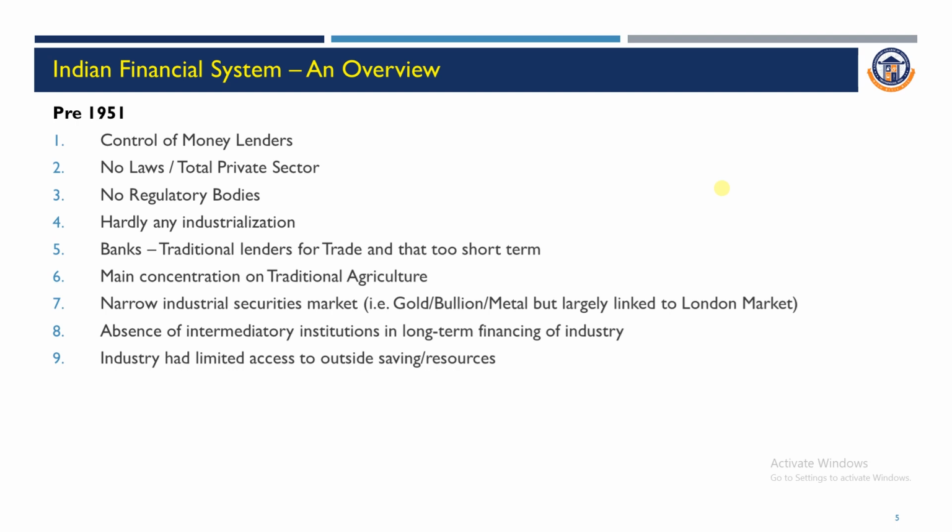And banks were operated by traditional lenders. Most of the time, it was for short-term purposes. The main concentration of the entire financial lending or mobilization happened only for agriculture purposes, and there was a very narrow industrial securities market, particularly gold, bullion or metal, but closely associated with the London markets. Before 1951, there was an absence of intermediary institutions in long-term financing of industry. So industry had very limited access to outside savings and resources.